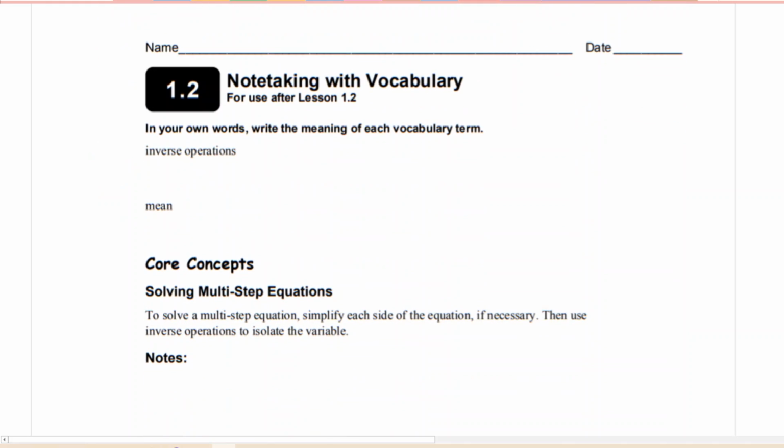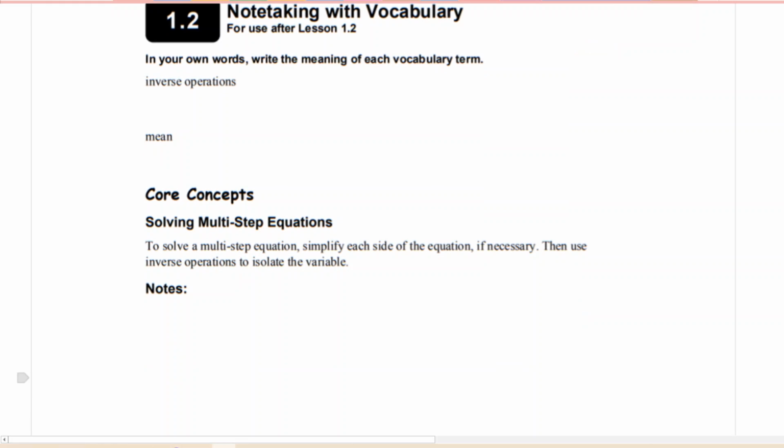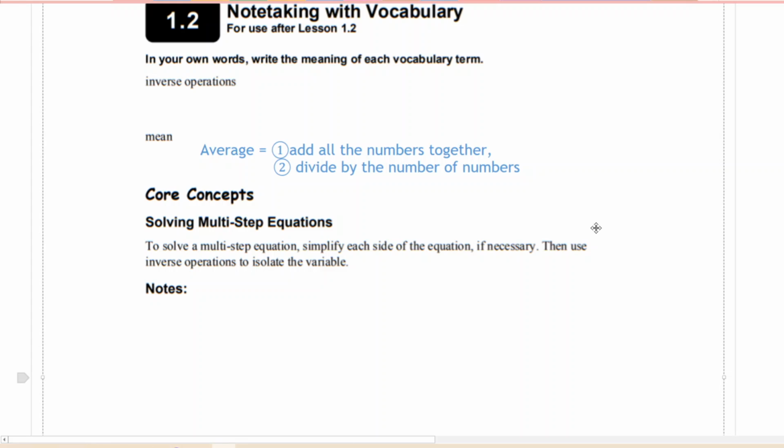We talked about inverse operations last time, and I'm not sure why we have the mean, but this is basically the same thing as the average. And in order to do that, we're going to add all the numbers together, and then we're going to divide by the number of numbers.